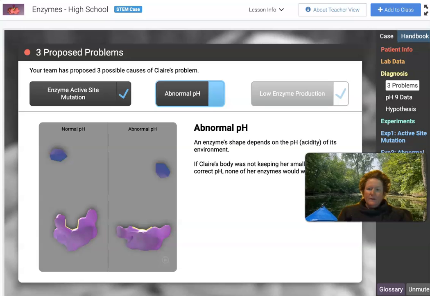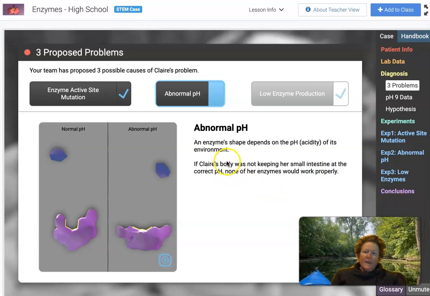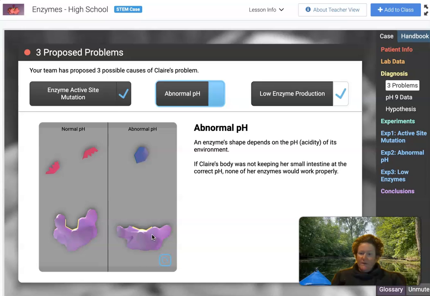Abnormal pH is another option. The enzyme shape depends on the pH, the acidity of the environment. If Claire's body was not keeping her small intestine at the correct pH, none of her enzymes would work properly. So let's see what that looks like. At normal pH, things fit fine. Her enzyme denatures or changes shape at the wrong pH. Remember, enzymes are very fussy little proteins. They have to have exactly the right temperature and exactly the right pH to function properly.